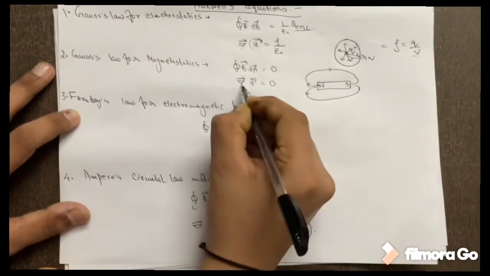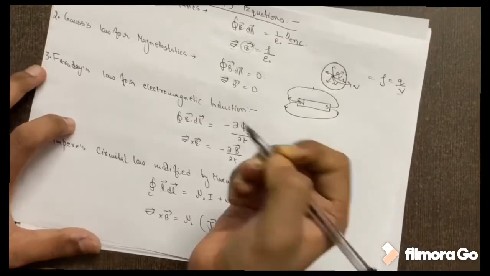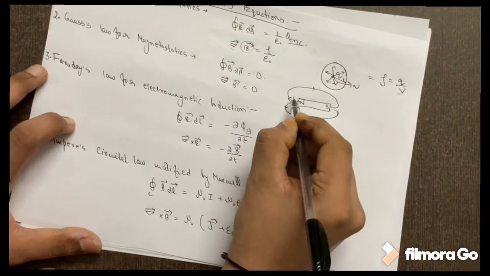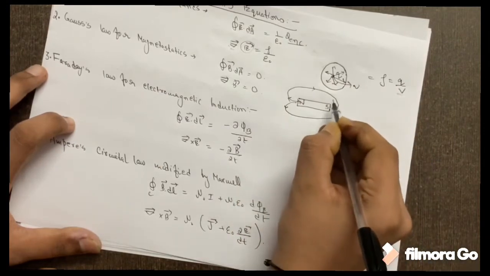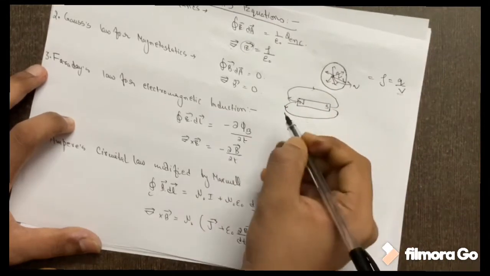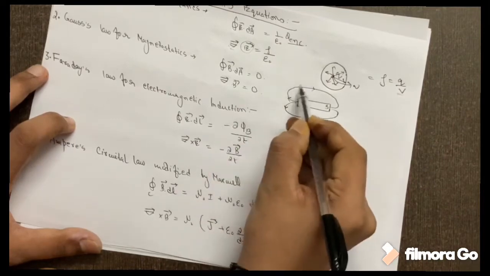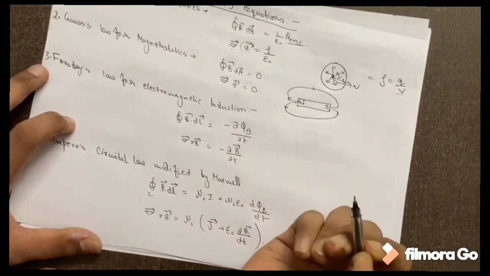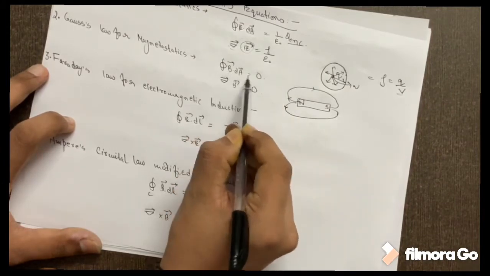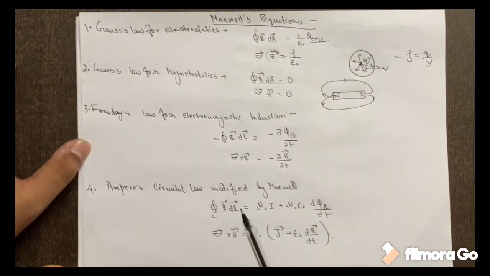Divergence is the net output or input that is coming through the surface, as an equal amount is outgoing and similarly the same amount is returning back. Therefore the net output will come out to be 0. That means the divergence of this magnetic field will come out to be 0, which is also discussed through this formula. Now we will discuss Faraday's law for electromagnetic induction.